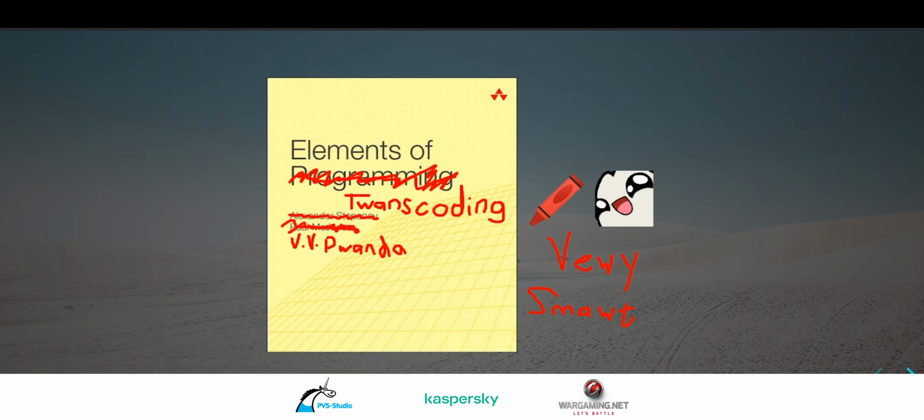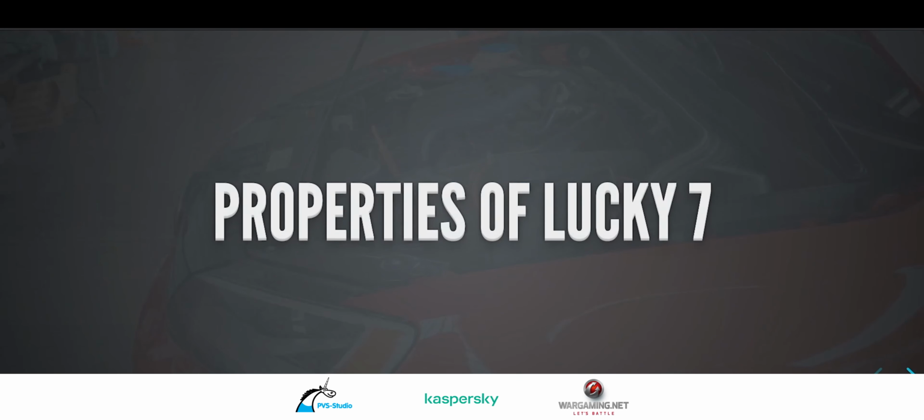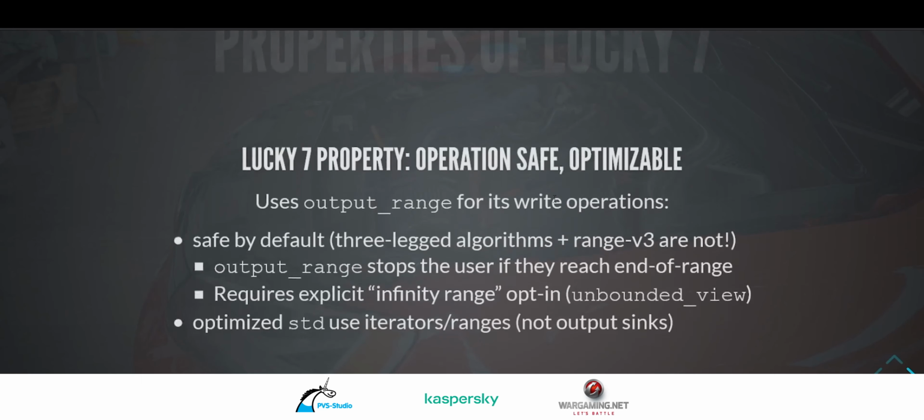So this is the elements of transcoding, right? The basis of everything that we predicate pretty much the entire design on. Now, that's fine-ish, right? I mean, it has some very good properties to it. So let's talk about some of the properties that it has.